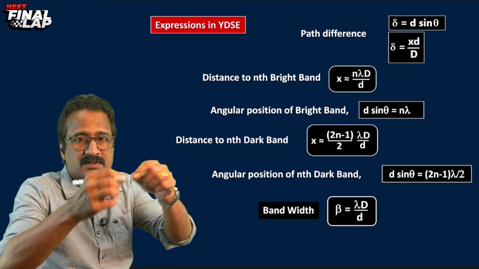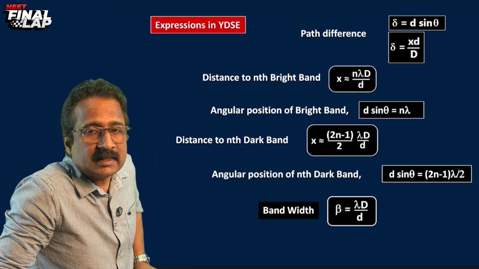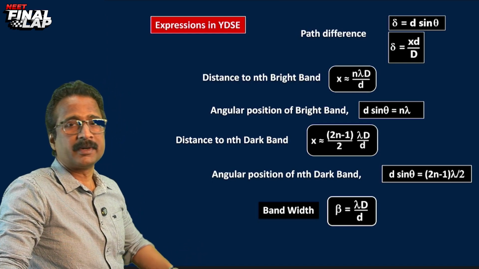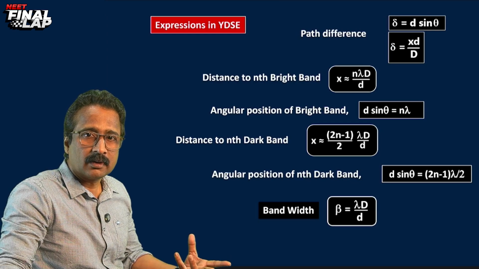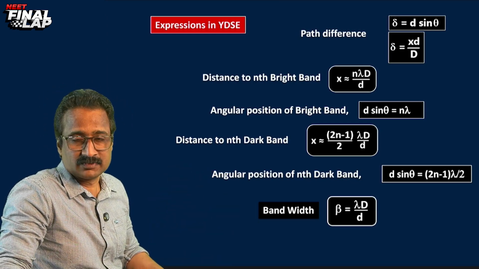When two waves reach there, they will meet there with a certain path difference. And exactly that path difference governs what happens to that point, whether that point is bright or dark, or if it is gray. It's all determined by the path difference. So it is very important.